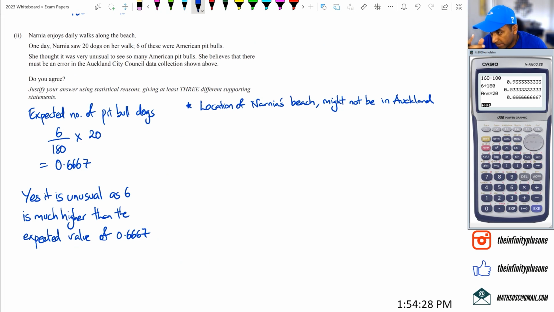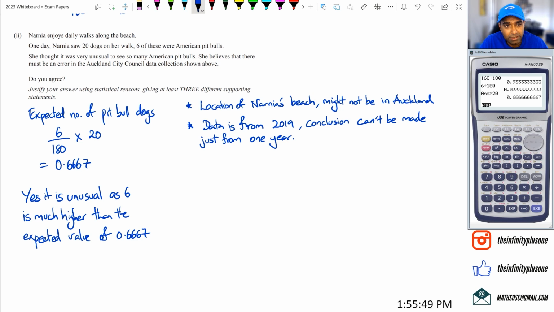So there could be an error in the data collection. For example, we don't actually know where the location of Nania's beach is. It might not actually be in Auckland. If she's going out to this particular beach, what if some people decided to have a pit bull meet up at the beach? Then it could be an area where people have a lot more pit bulls, or someone came in for one of those local walking groups. We don't know, so that's one thing you can talk about.